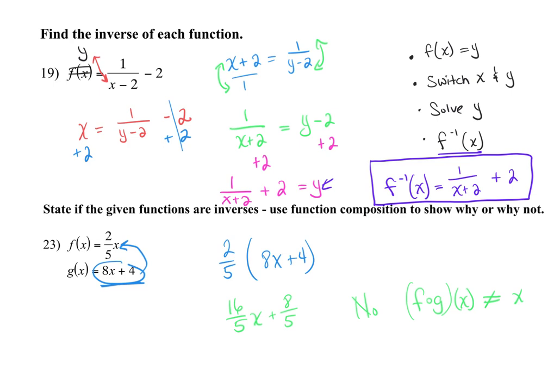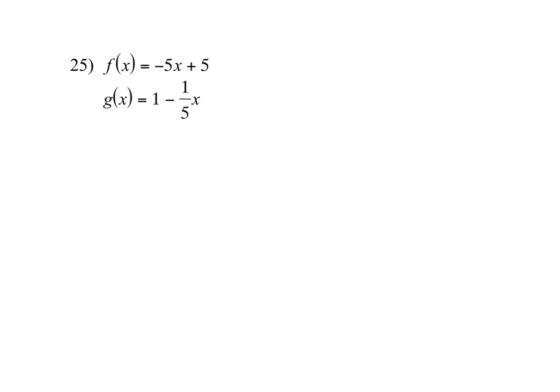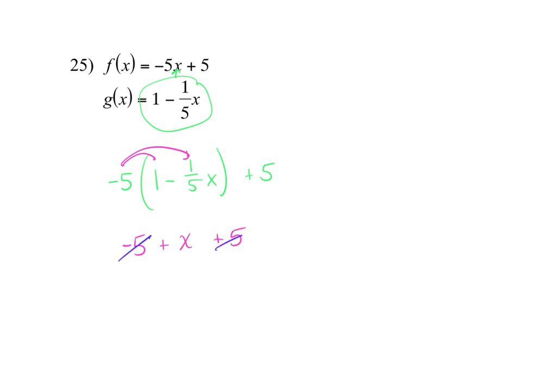So if you look at 25, so if you look at this one and I do the same exact thing, if I take the composite, let's say I put G inside of F, -5 times 1 minus 1/5 x, and then plus 5. If I distribute, -5 times 1 is -5. -5 times -1/5 is just positive 1x, and then I have plus 5. -5 and positive 5 zero out, I get just x. So F of G, that composite equals just x.